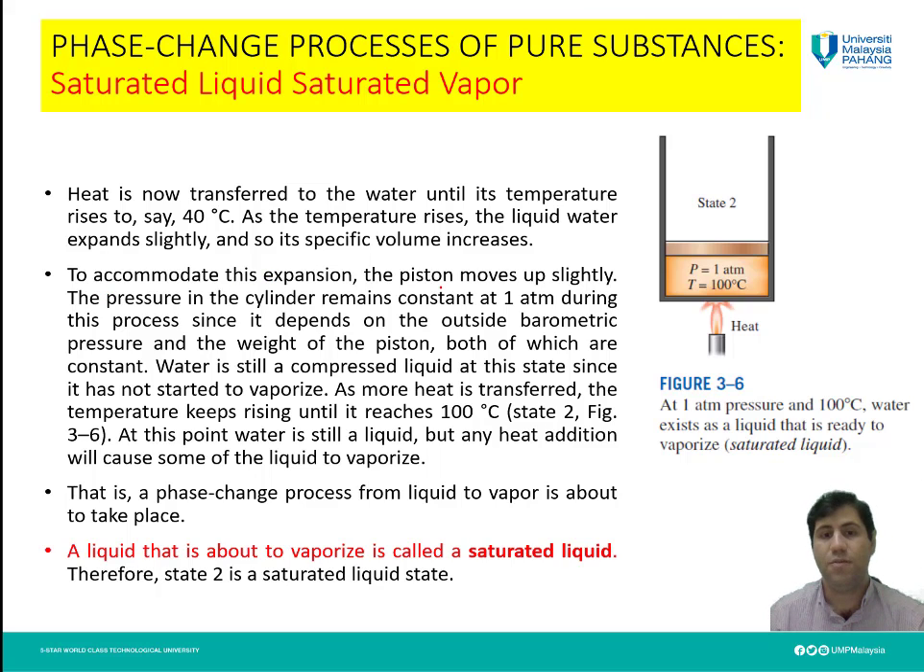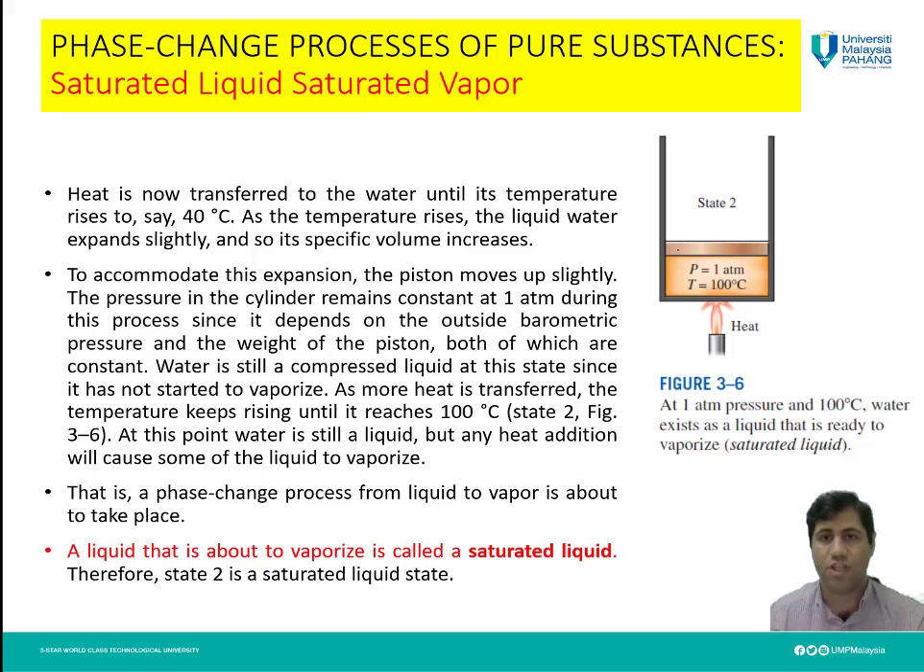To accommodate this expansion, the piston moves up slightly, so the position of this piston compared to the initial position will be higher. The pressure in the cylinder remains constant at 1 atmosphere during this process since it depends on the outside barometric pressure and the weight of the piston, both of which are constant. So we are going to have a constant pressure process here. Because we don't have any changes for the pressure and the piston is free to move.